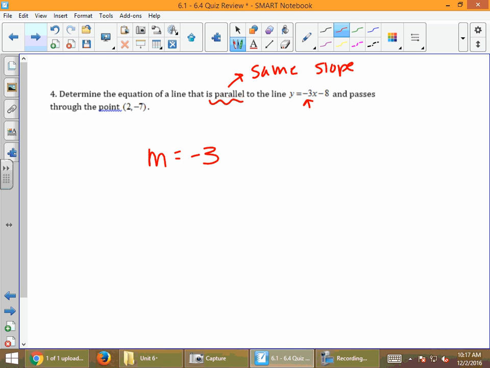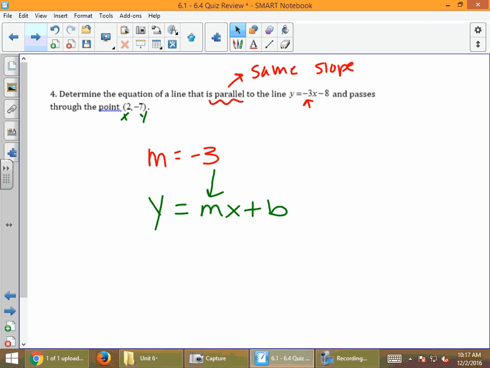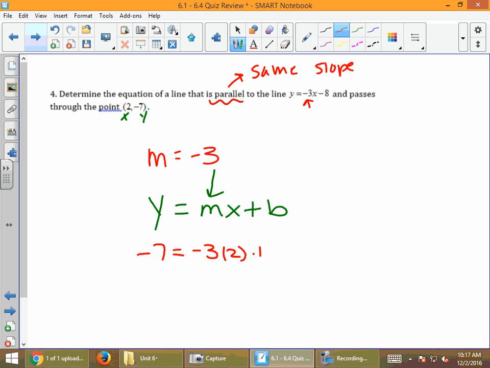Alright, so then we want to write it in y equals mx plus b form. We know our m is -3. Again, they did not give us our b, so what do we do at that point? Plug it in. And hopefully we'll find x and y. -7 goes in for y. -3 goes in for m. 2 goes in for x. And we solve for b.